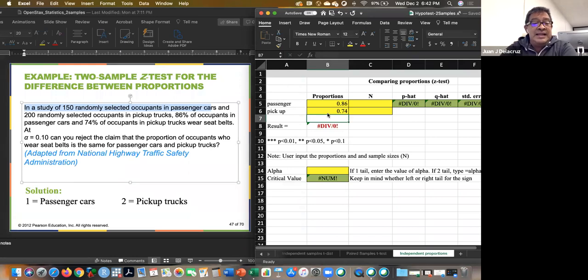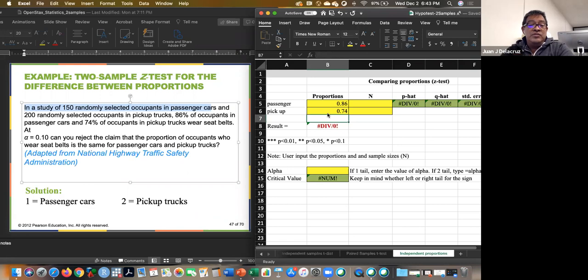So the question is, at alpha 10%, can you claim that the proportion of occupants who wear seatbelts is the same for passenger cars and pickup trucks? That can be a very good question, because let's say that you are a policymaker and you want to enforce these laws. So you take a sample, measure the proportion, and make sure that your claim is correct.